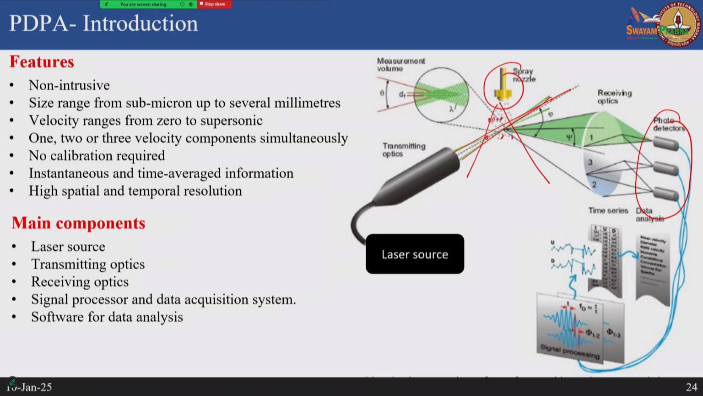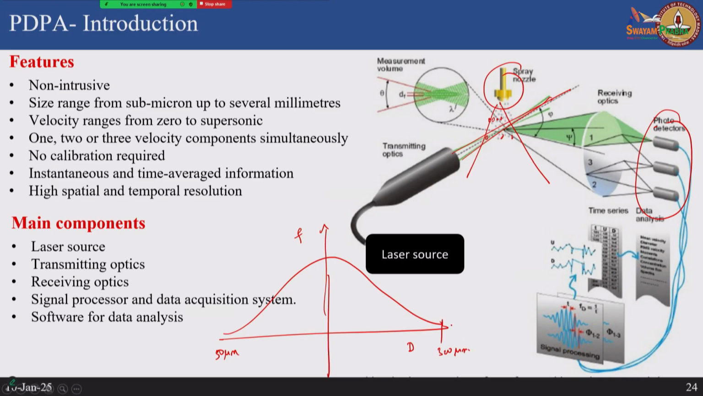Okay. So it is only going to capture the scattered light, and then it is going to analyze the shift in the frequency and the phase, and from there it is going to give you information about the droplet size distribution. So this is probably the frequency or probability function, and this is your droplet size on the x axis. This can be maybe some 50 microns resolution up to say 300 microns. Similarly, it is also going to give you a frequency distribution function for the velocity of the drops.